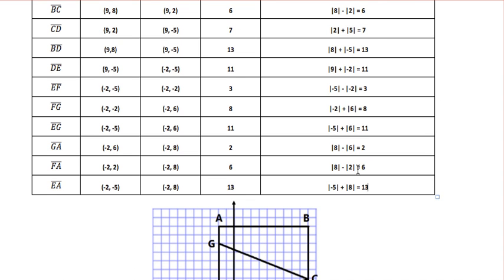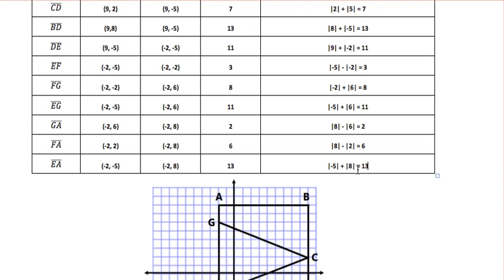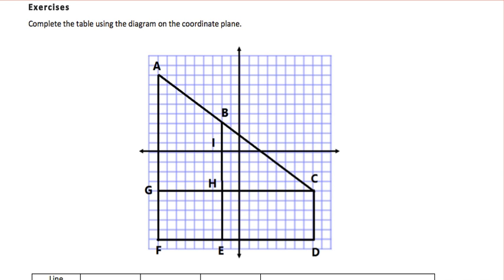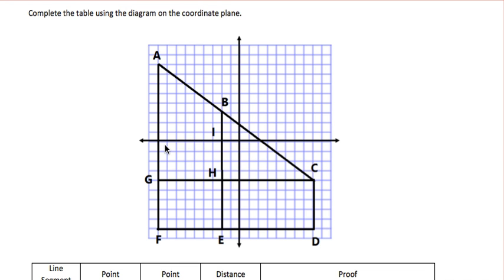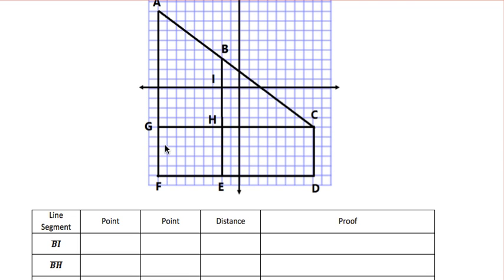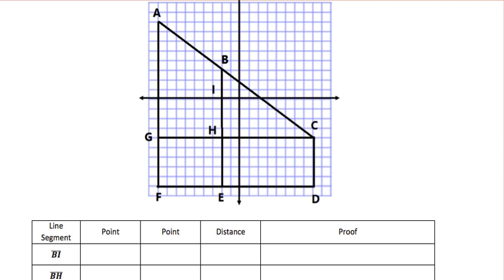And there we have it. When you look at the table and the diagram, the distances between those points should make lots of sense to you, and you certainly can count them to find them as well. In the exercises, you have another table and another diagram that you're going to complete in the same way that we did in the example. Make sure that you can locate each of those, find the distance, and write the proof in the same way that we did in the example.